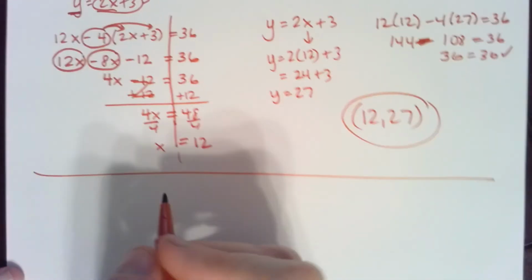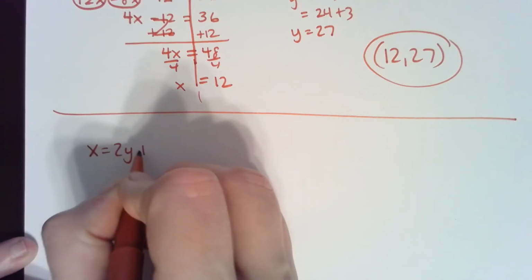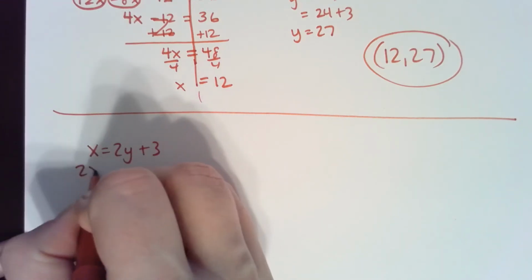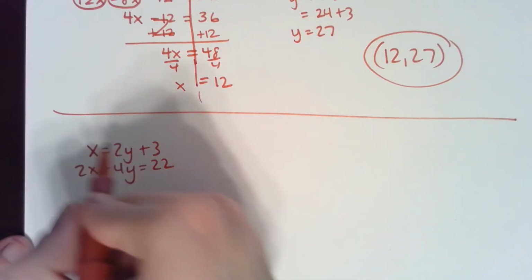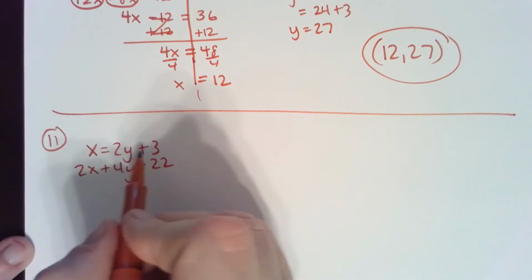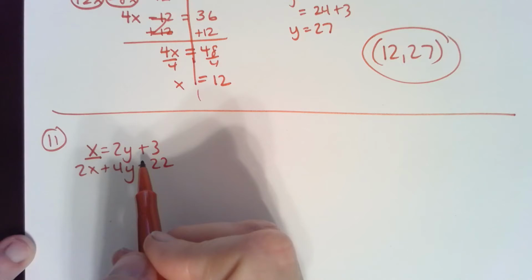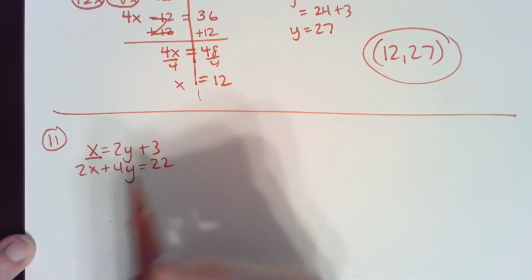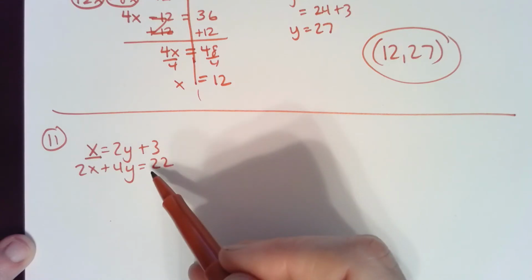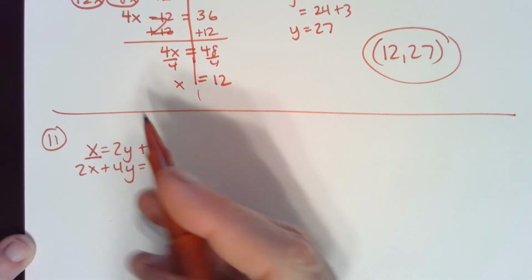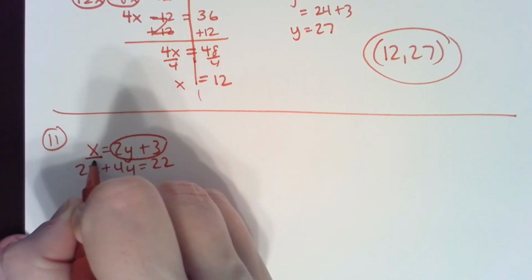11 is x equals 2y plus 3, 2x plus 4y equals 22. Okay, once again, when I look at this problem, I see one with x by itself, so I can't stick that in the calculator anyway. I see another one that's in standard form, so I can't use the calculator. I can't use setting equal. I only have one isolated variable, so I have to use substitution. That means I'm going to put this 2y plus 3 anywhere I see an x.